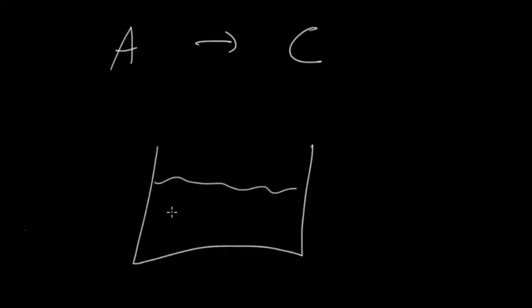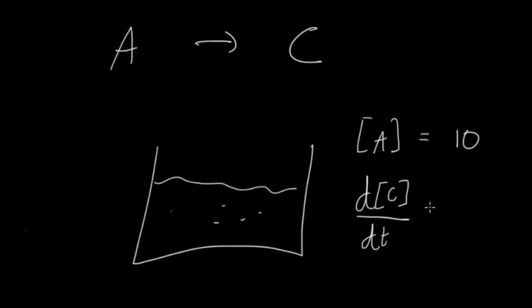if we had A goes to C. For example, a very simple reaction: A just becomes C, reacts to become C in a beaker, say, and we have concentration of A is 10, for example, and the rate of reaction, which would be how much of C is being created per second, the rate of reaction was 2 molar per second.